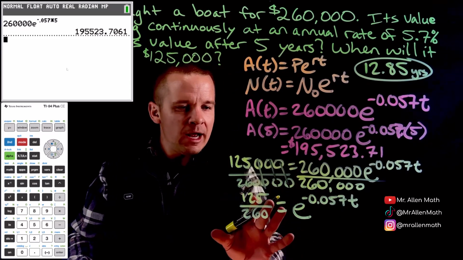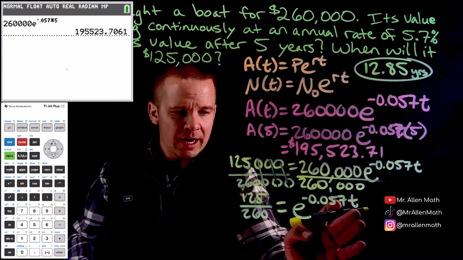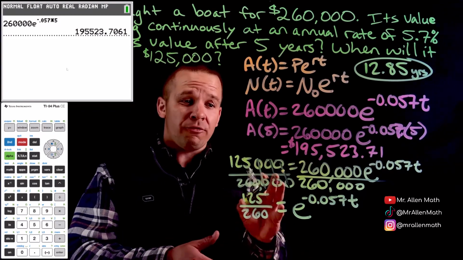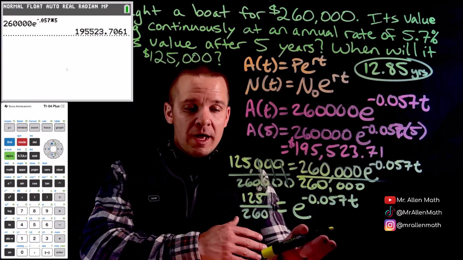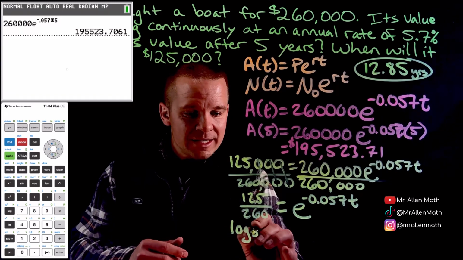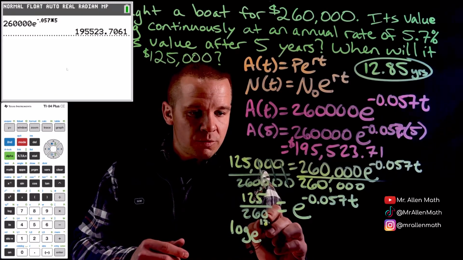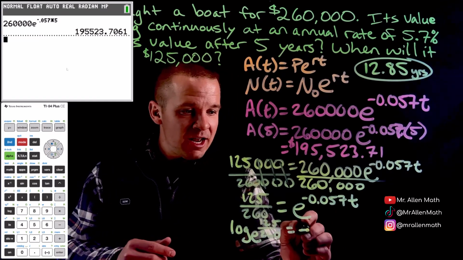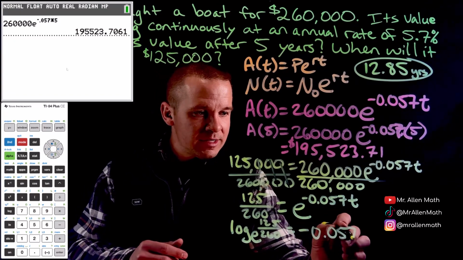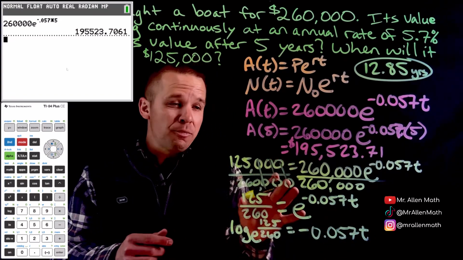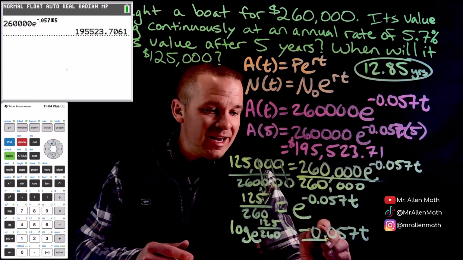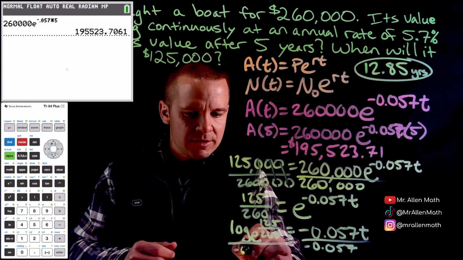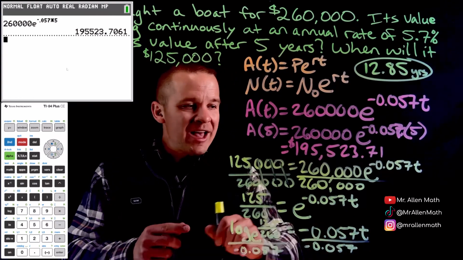0.057t. So now what I have here is I have an exponent, right? I got to get to it. e. Natural log is log base e. I can rewrite this in log form. Okay, so we can either loop and swoop, and we'll have log base e of this fraction here, 125 over 260, equals this negative 0.057t. And then my last algebraic step here is dividing by that negative 0.057 on both sides. Negative 0.057. That's going to give me t.